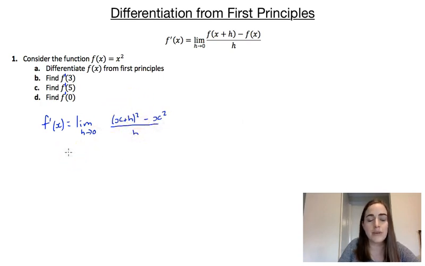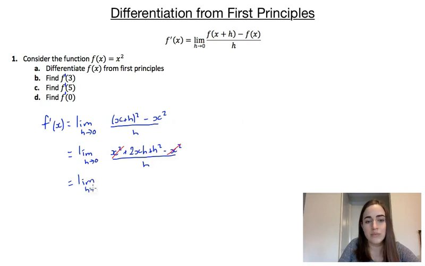So we're going to go through and expand it out, leaving our limit as h approaches 0. Expanding this first bracket out, you just need to be really careful that you expand that properly. So it should be x squared plus 2xh plus h squared minus x squared, all over h. Now if we look at that top line, this x squared and that minus x squared will cancel each other out. So what we'll be left with is the limit as h approaches 0 of 2xh plus h squared all over h.